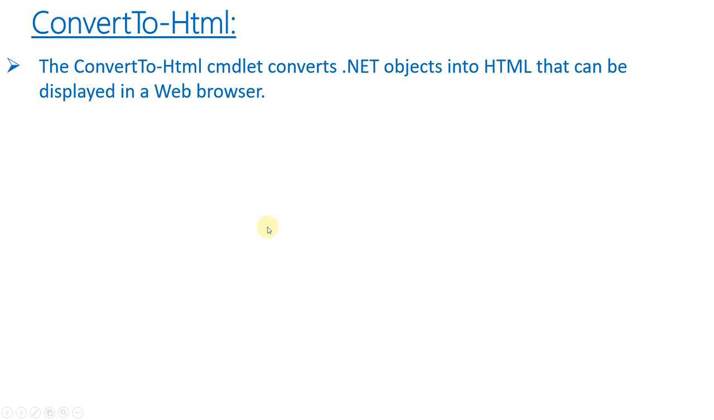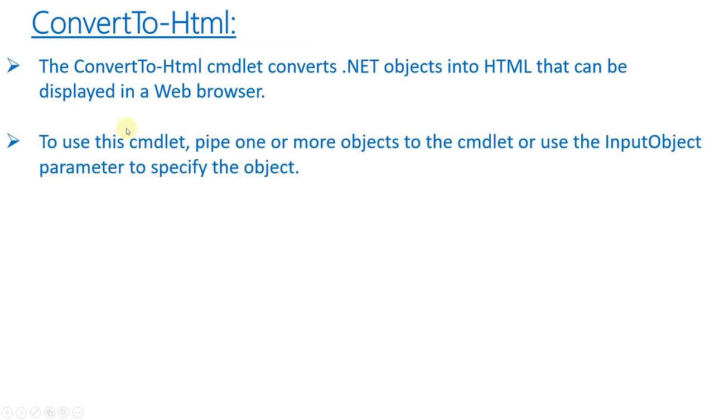Here we will discuss the commandlet called ConvertTo-HTML. This commandlet is also similar to ConvertTo-CSV, but here, instead of converting into comma separated values, it converts the object into HTML, and that HTML can be displayed in any web browser. And how can we use this commandlet ConvertTo-HTML? There are two ways. Either we can use this commandlet after the pipeline, or we can use the parameter called InputObject, and in InputObject we can pass the object value.